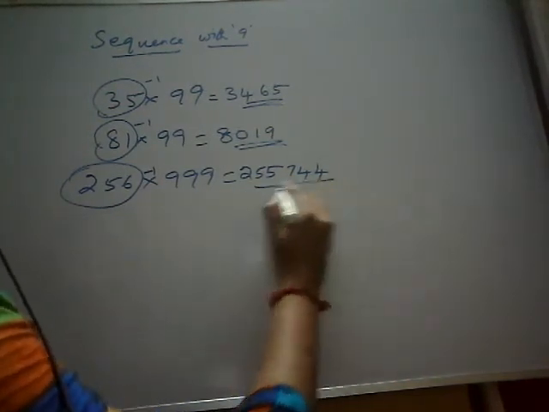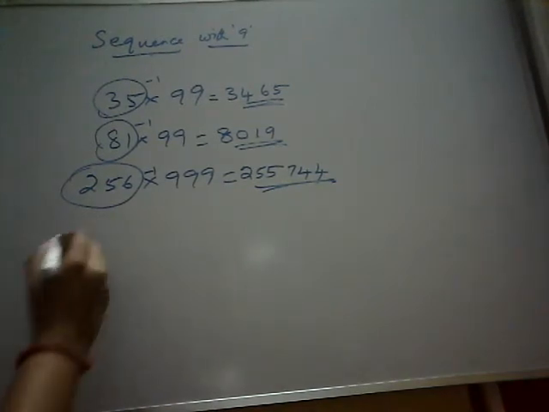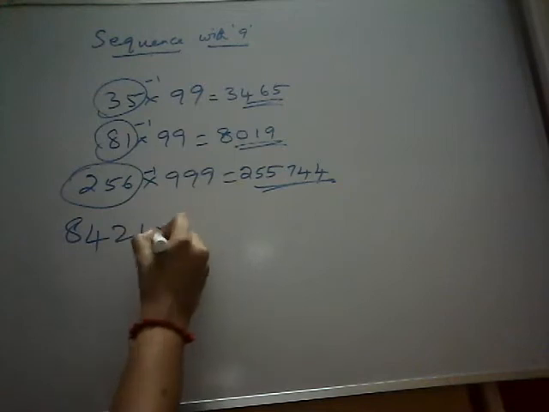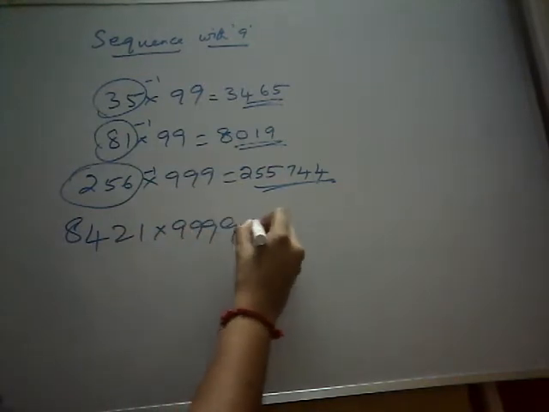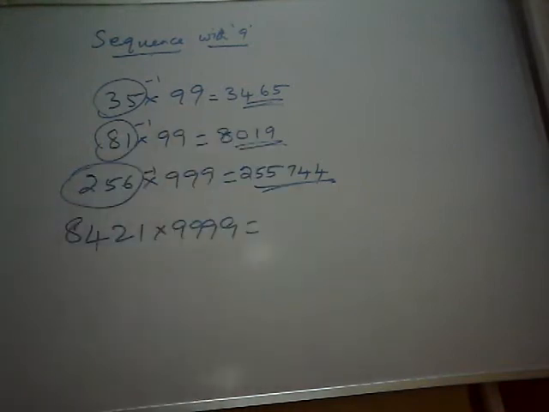So 255744, that is your answer. Okay, you can do it for another one: 8421 by 999. That is a 4-digit number by another number, and the second number is 999. So that is the product by 999.